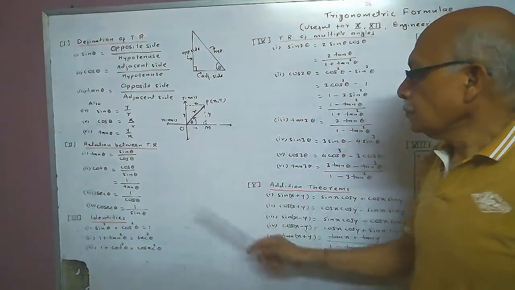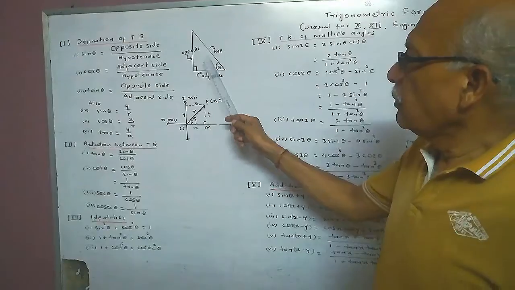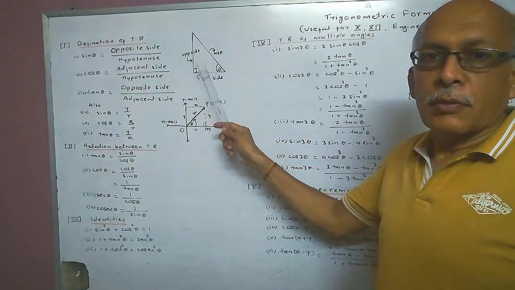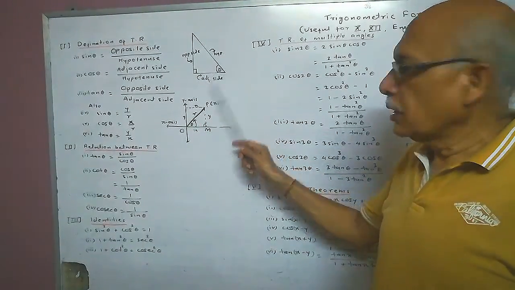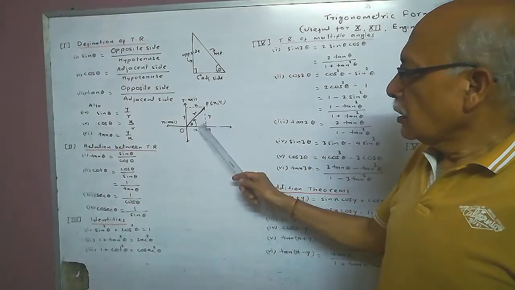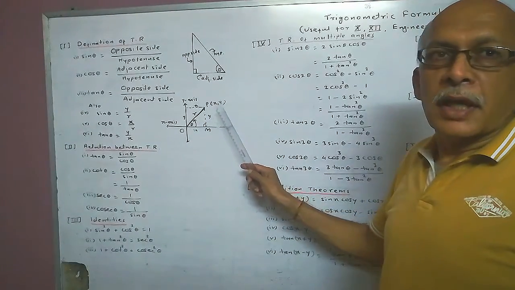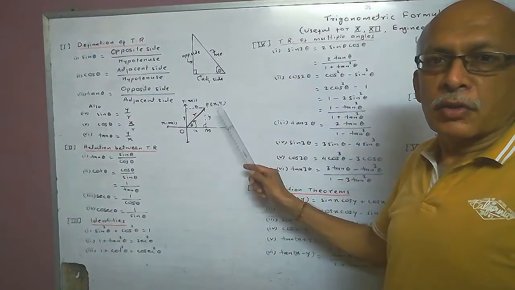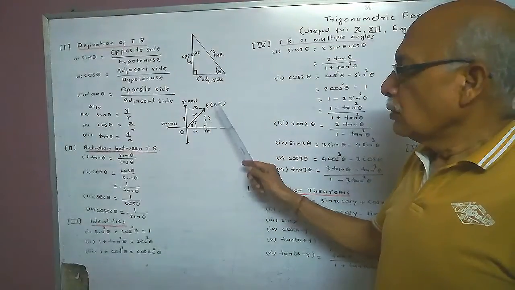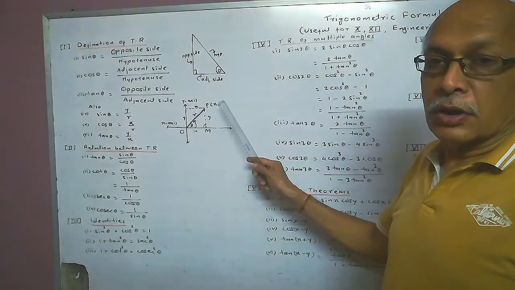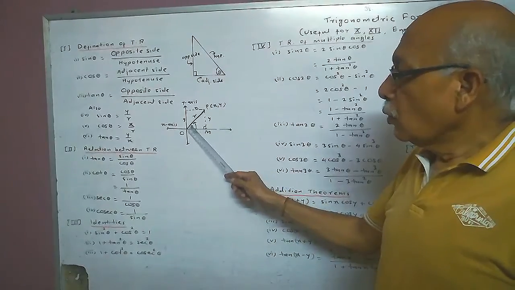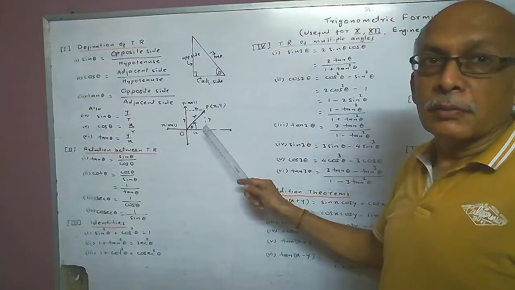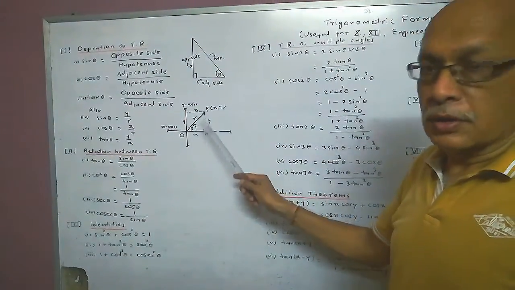Okay. Now here I have already given the figure which shows what is meant by the opposite side and adjacent side with respect to angle theta. And the second figure shows what is meant by x and y. x and y are the coordinates of a point P, which has been drawn in the first quadrant. r means the distance between the origin and the point P. Okay, you can see it clearly here.